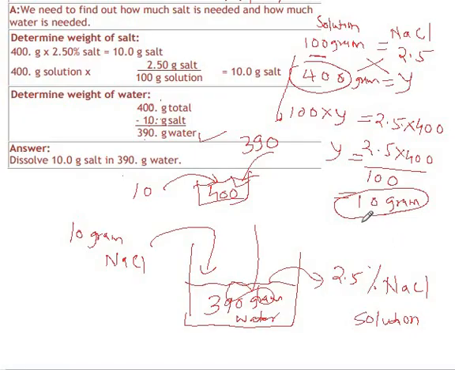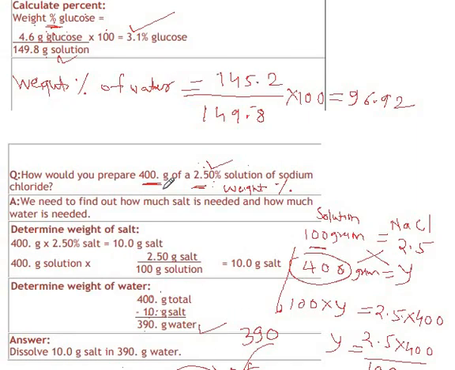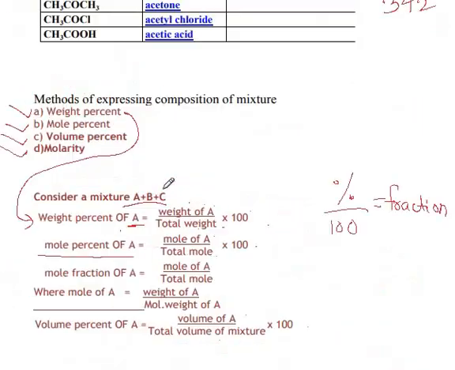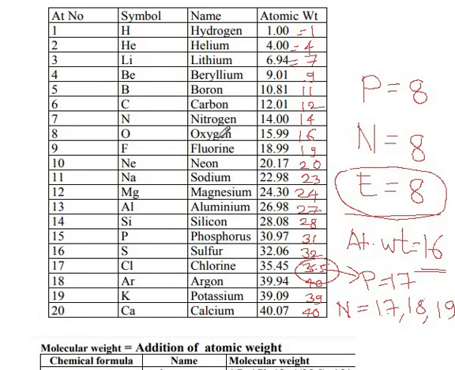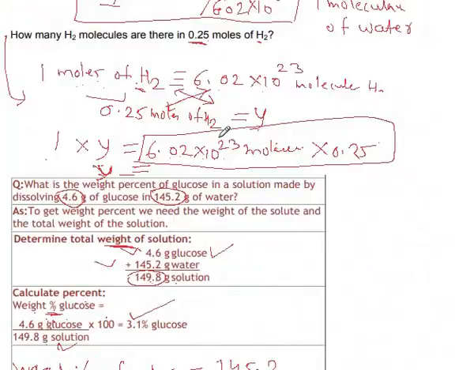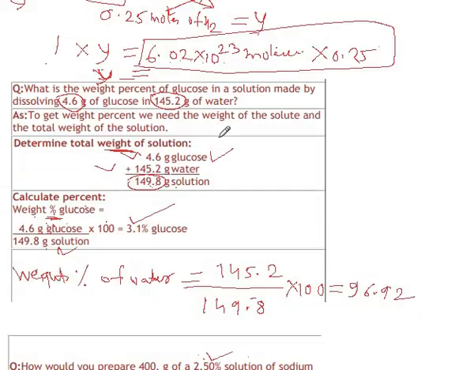So see here, the composition 2.5% is given, but how much amount of NaCl is required and how much amount of water is required, you can calculate these values only when you know these formulas. Which formulas? How to find out the composition of a mixture. You know the molecular weight and atomic weight of the compounds. Then only you can go for the different composition analysis.